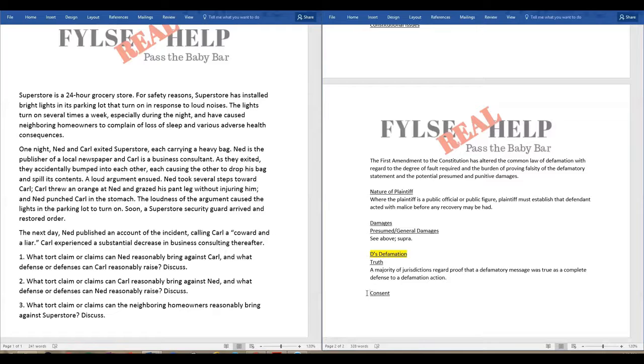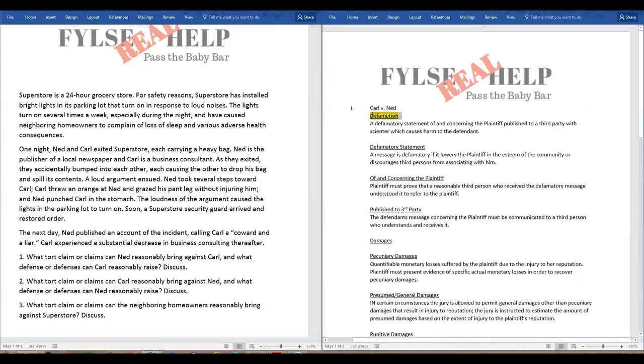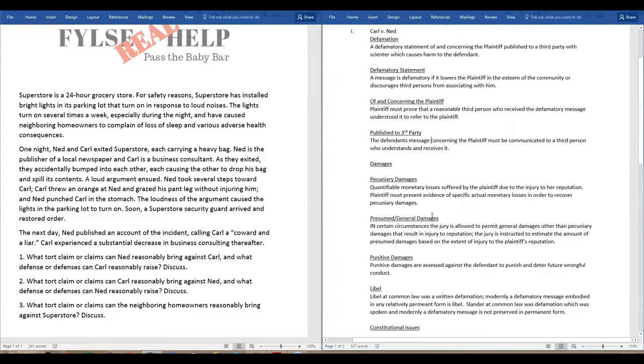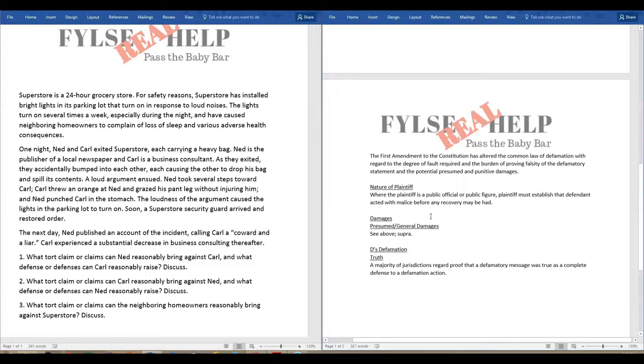And then consent. We all know what consent is, and consent is one of those defenses to defamation. Now, I don't see consent anywhere in here, but I did want to put it down so that you would all remember that it is a potential defense to a defamation claim. So now that you've got all this out, all you have to do is put in your here because therefore statements and flesh this out. Make sure that you're clearly communicating your analysis, and you're done.